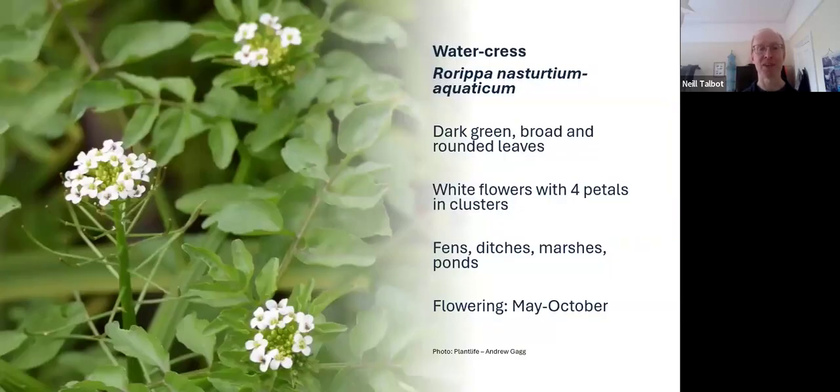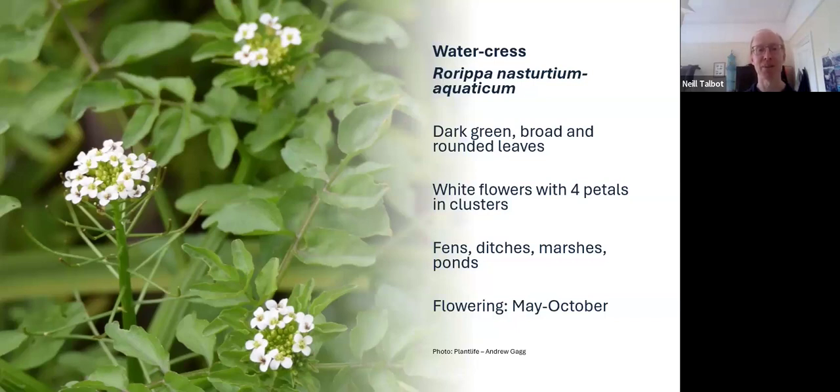So the other confusion species, although I think it doesn't look that similar, partly why false watercress is called false watercress, is the watercress. And watercress, scientific name Rorippa nasturtium-aquaticum. It's a bit of a mouthful, but it's actually from a different family. So this is from the cabbage or crucifer family.